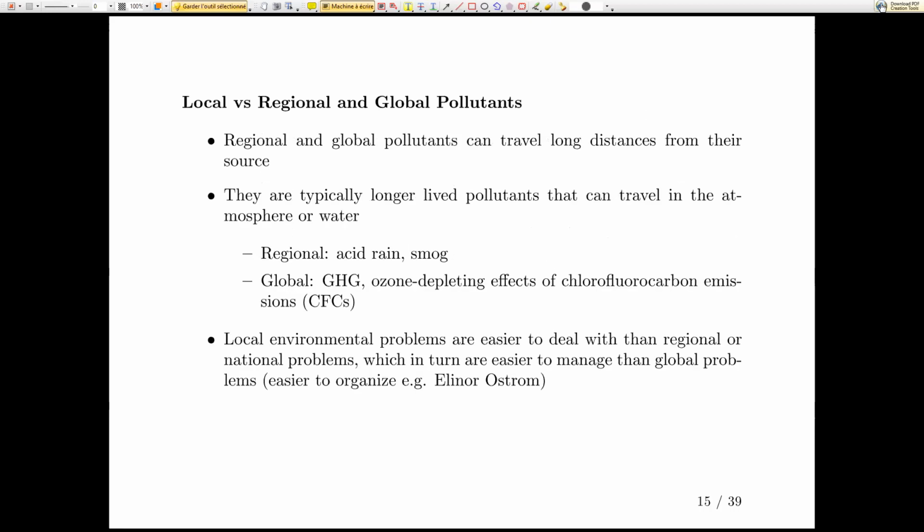So regional and global pollutants are way more complicated, because they can travel long distances. It means that the person who pollutes is generally not necessarily the person who has to suffer the problem. That's what makes these problems even more difficult to deal with, because you always have at least one person who doesn't care, and then what do you do about it? So regional, you have acid rains, smog, but still, we were able to deal with it.